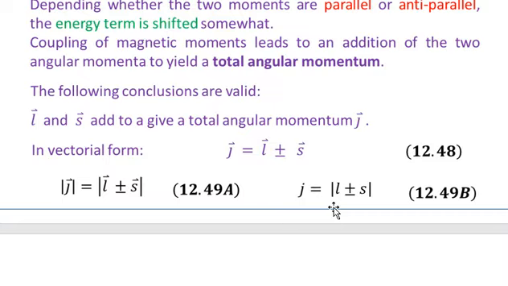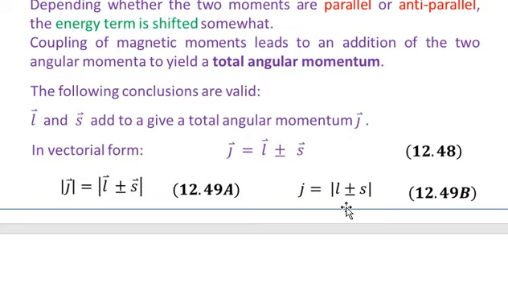Now you see that in terms of the quantum numbers, when we talk about orbital quantities, we have the orbital quantum number which is represented by small l, and when we talk about the spin quantities, we have the spin quantum number represented by the letter S. Similarly, we have a total quantum number represented by J. So J is equal to mod of l plus minus S. This equation, which is 49b, is in terms of the quantum numbers. So the total quantum number J of the atom will be equal to the magnitude of the addition or the subtraction of the orbital and the spin quantum numbers.